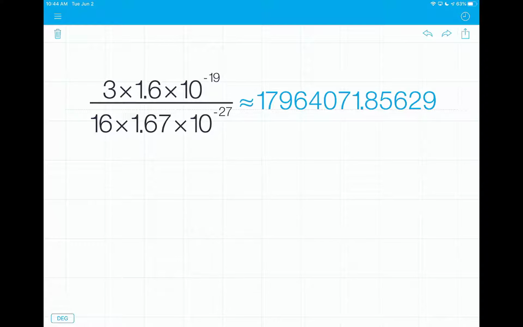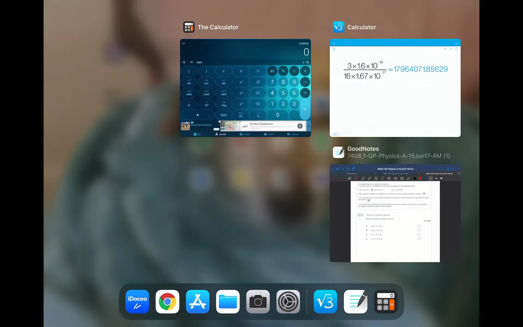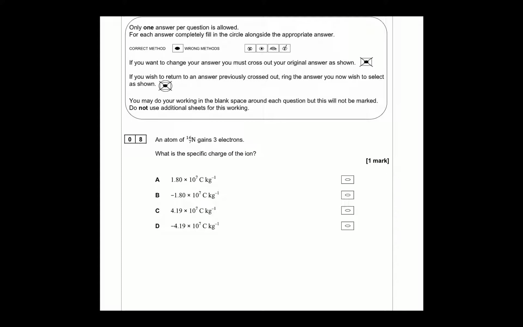1, 2, 3, 4, 5, 6, 7. Negative 1.8 times 10 to the 7. So the specific charge is B.